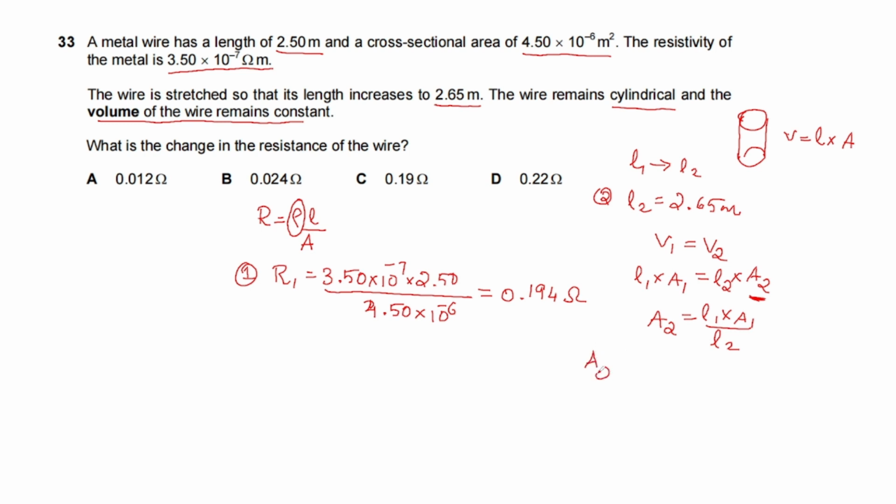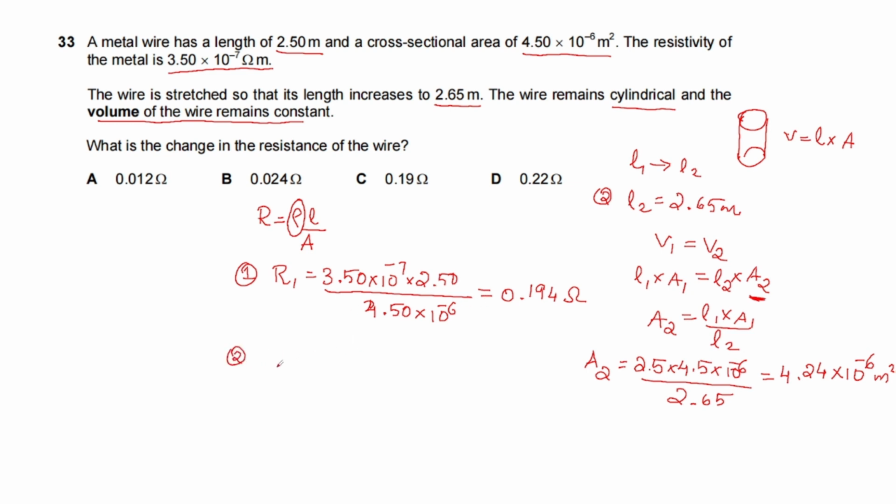Substitute those values, that is 2.5 times 4.5 times 10 to the power minus 6 divided by 2.65. So the area of cross section you will be getting as 4.24 times 10 to the power minus 6 meter square. Okay, so now you have the area of cross section too.